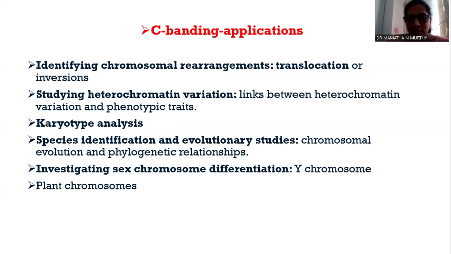Species identification and evolutionary studies can be done by comparing the centromeres of the chromosomes of different species or organisms. C banding is also used for investigating sex chromosome differentiation; the Y chromosome can be studied using C banding techniques. And it is used to study plant chromosomes. Using G banding or Giemsa banding is difficult for understanding plant chromosomes, but C banding techniques will help us to understand the structure and arrangement of chromosomes based on their size, and will help us to understand plant chromosomes as well.